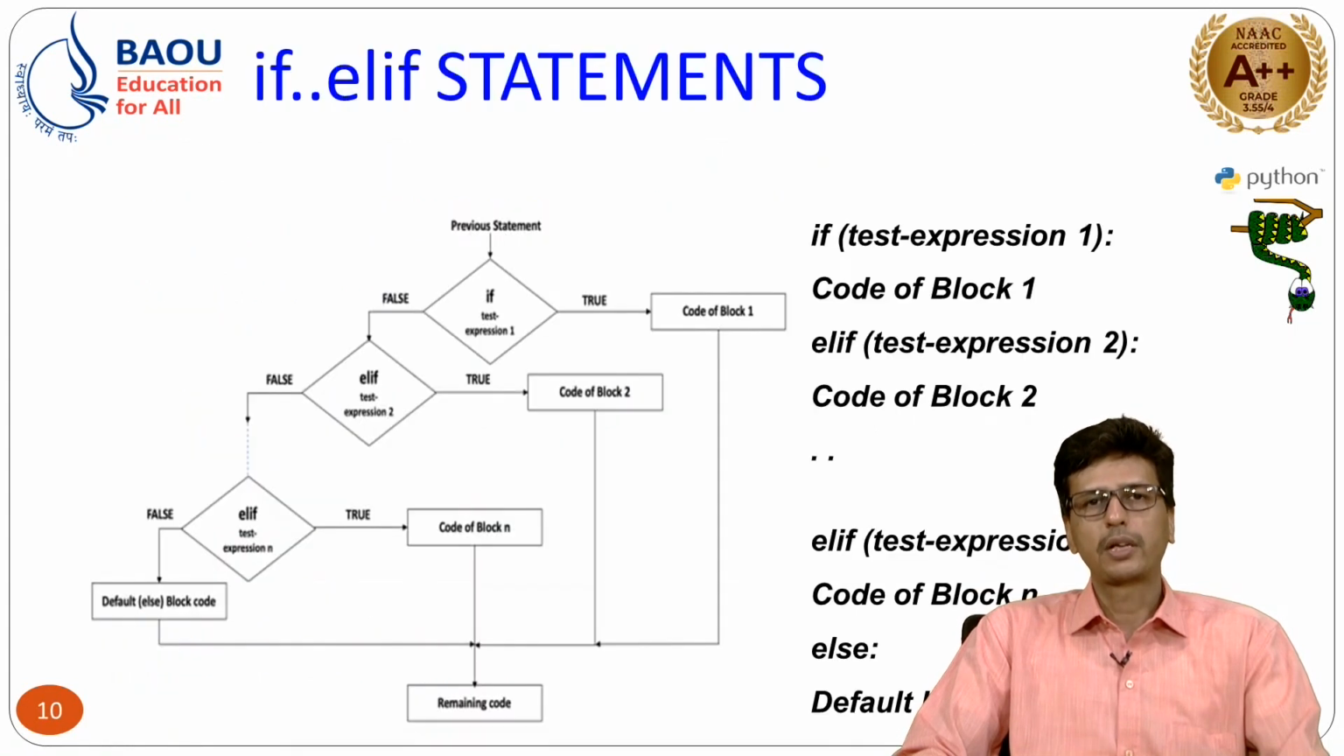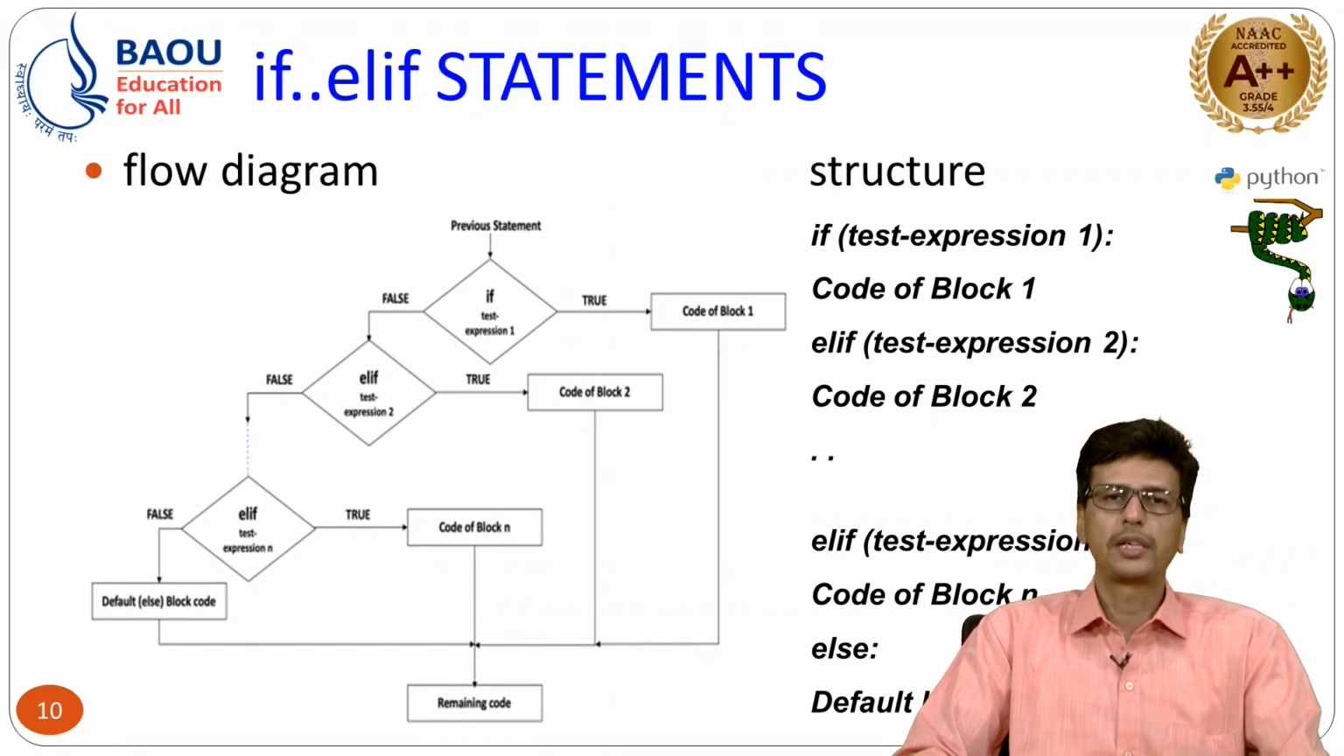Now suppose you need to check multiple conditions. You have two options: you can use a nested if, or you can use the if else ladder, as it is also called in other programming languages. Here, first of all you check one condition. If that condition is satisfied, some block of code is executed, and then the remaining portion of the code is executed.